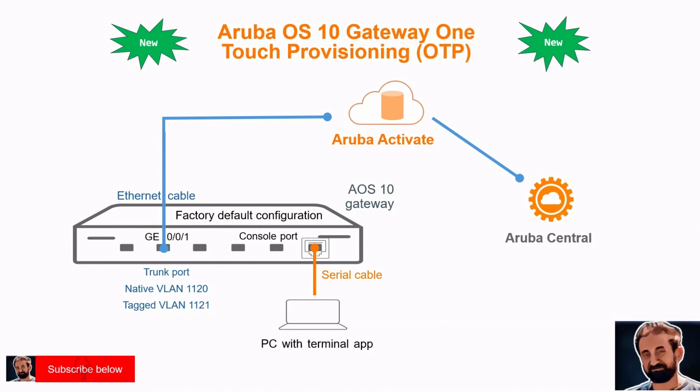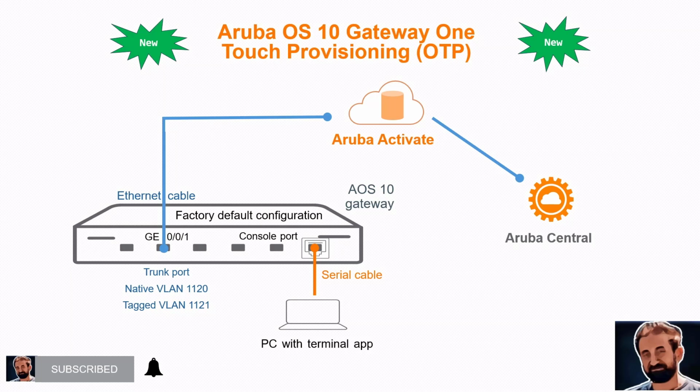Today I will show you how to perform one-touch provisioning on an Aruba AOS version 10 gateway, and the concept is to have minimal configuration. On these devices, by default the interface GE 0/0/1 is the interface that will be used for one-touch provisioning. Any other interface on these gateways can be used for zero-touch provisioning.